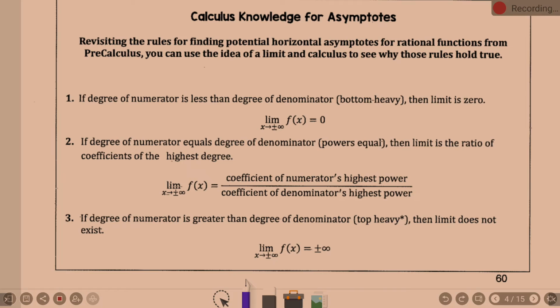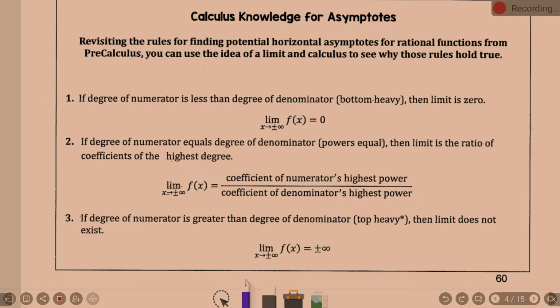If the degree of the numerator is less than the degree of the denominator, they're calling it bottom heavy. Okay? So we had an example like that, right? Then there is a horizontal asymptote at 0, and so the limit is going to approach 0. If the degree of the numerator equals the degree of the denominator, so the powers are equal, then the limit is the ratio of the coefficients of the highest degree. Been there, done that today, yes? So you're looking at the coefficients.